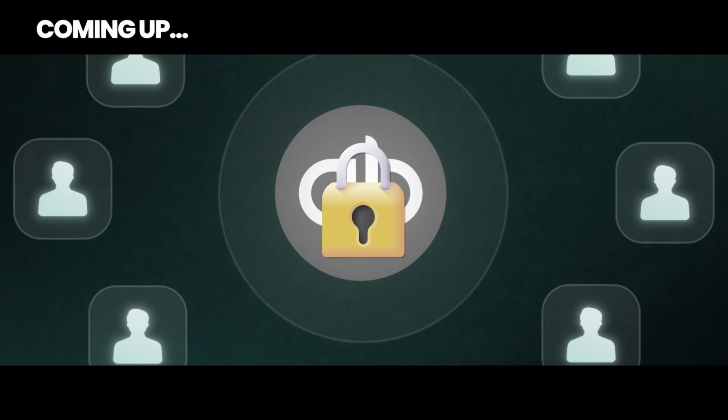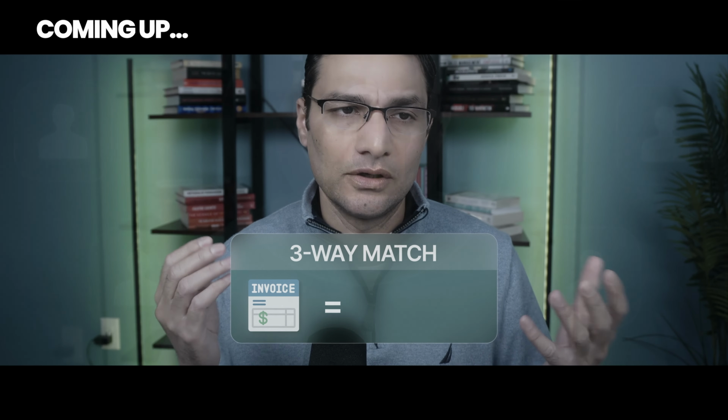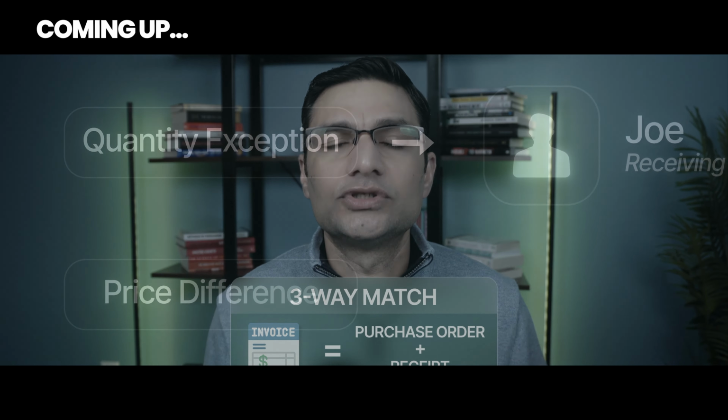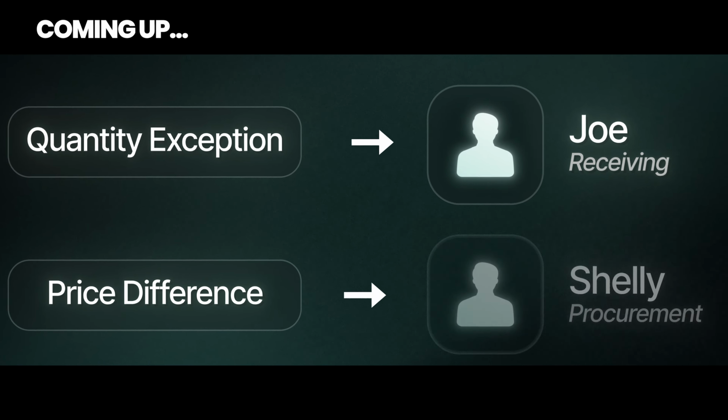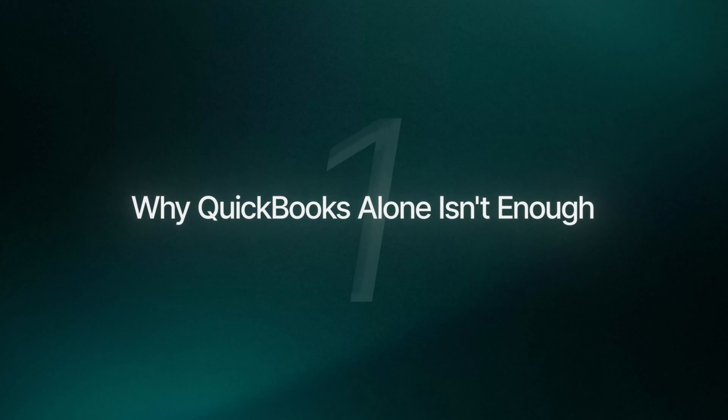So if you are using QuickBooks and looking to scale your operation, in this video, I'm going to break down the exact step-by-step process on what you need to do and how you select the best procurement software that you can use with QuickBooks, that allows you to scale your purchasing and AP process without replacing QuickBooks. So let's look at why QuickBooks isn't enough.